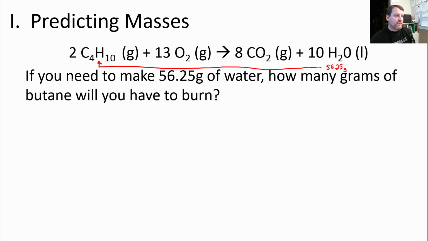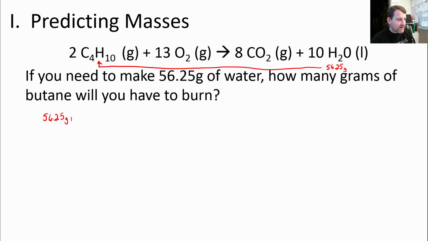All right, so the difference on this problem is that we're starting with a product and we're going back to a reactant. And then the process is exactly the same, except we'll just be going in a different direction. And we have to do a different interpretation. So let's get started. We start here with our 56.25 grams.